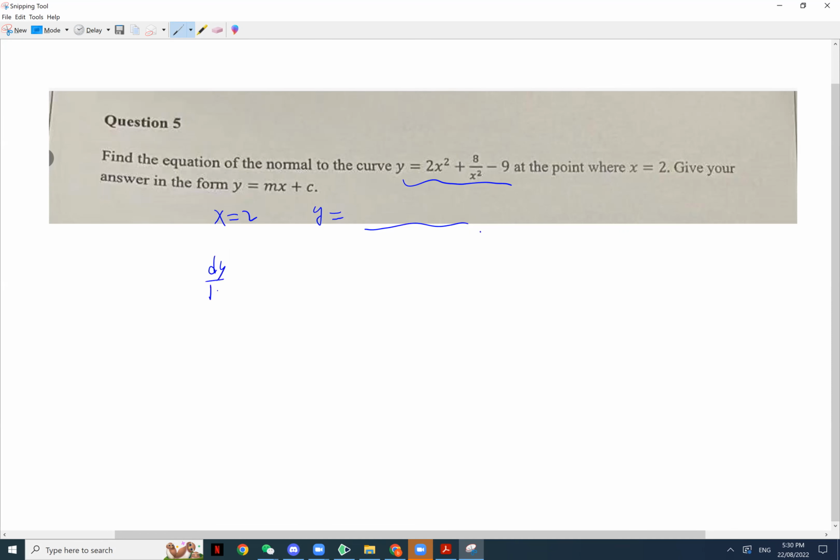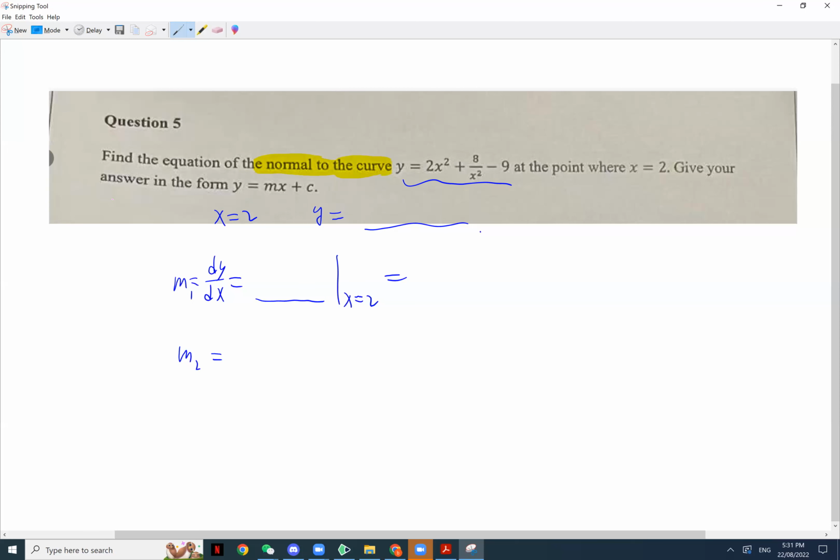What's dy/dx? X equals 2. Yeah, later we explain. That's the gradient. What's M2? Why do we need M2? We have a keyword here, normal to the curve. What's the meaning of normal to the curve?